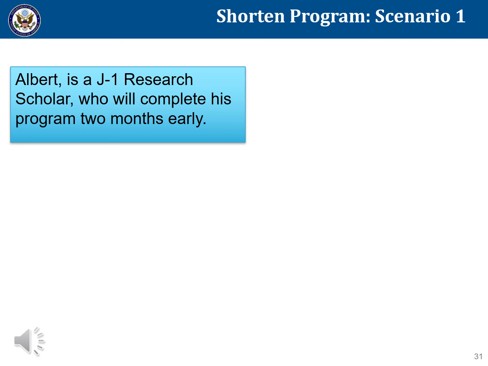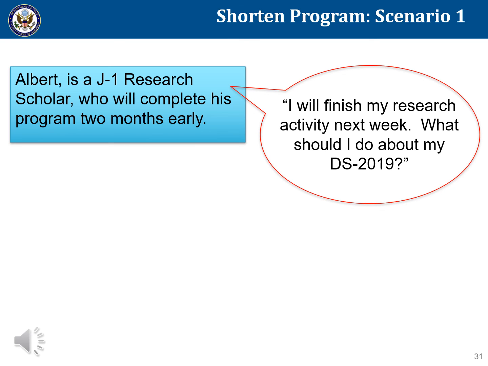To understand when to use the Shorten Program function, let's look at Albert, a J1 research scholar. Albert informs you that he will complete his research activity 2 months early. The Shorten Program function should be used in this instance to indicate Albert's new program end date.